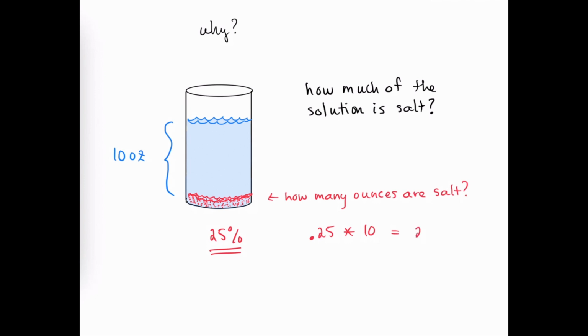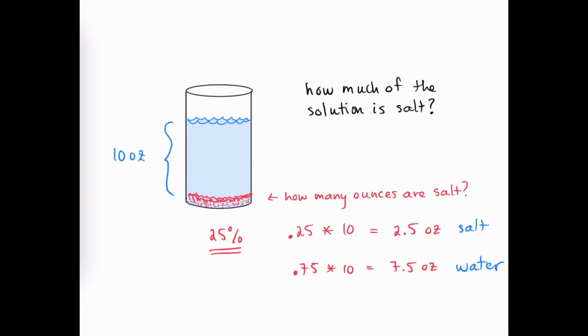So when we multiply this together, we would get 2.5 ounces of salt were added, and that means that the other 75% of the overall mixture was water. So to get a 25% saline solution, we added 2.5 ounces of salt to 7.5 ounces of water to get an overall 10 ounces of a 25% saline solution.